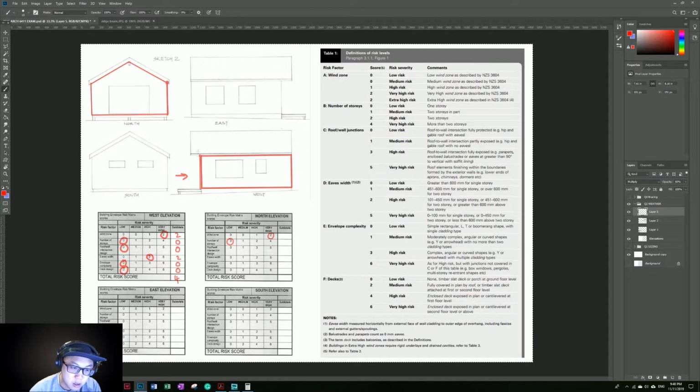And if you were to see through that wall, you would see dots, and then here you would see, let's say, the ridge beam. So for that facade here, the junction between the wall and the roof is fully protected because we have large eaves there. That's about, I think, 750. So it's fully covering that junction.